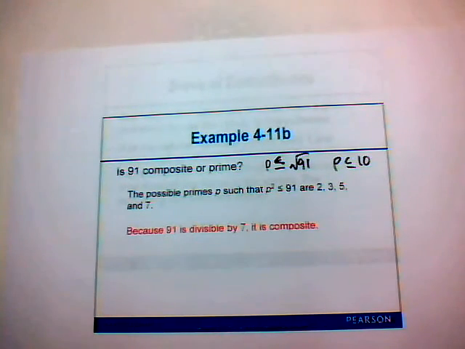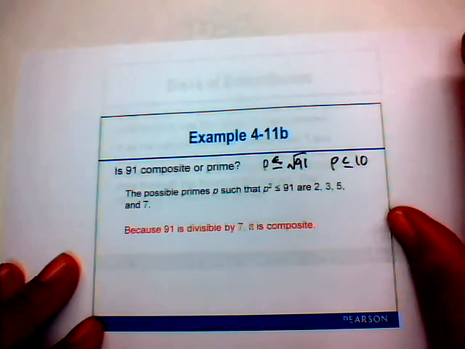And the primes that are less than or equal to 10 are going to be 2, 3, 5, and 7. That's all. Now, 2 does not divide 91. 3 does not divide 91. 5 certainly doesn't divide 91, but 7 divides 91, because 7 goes into 91 13 times. And because of that, we can say that the number 91 is composite.